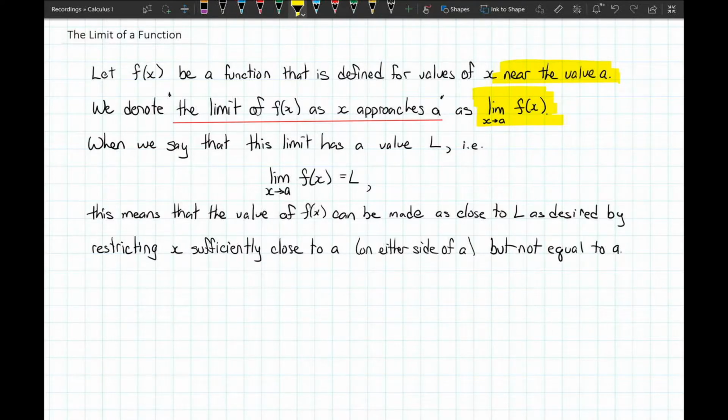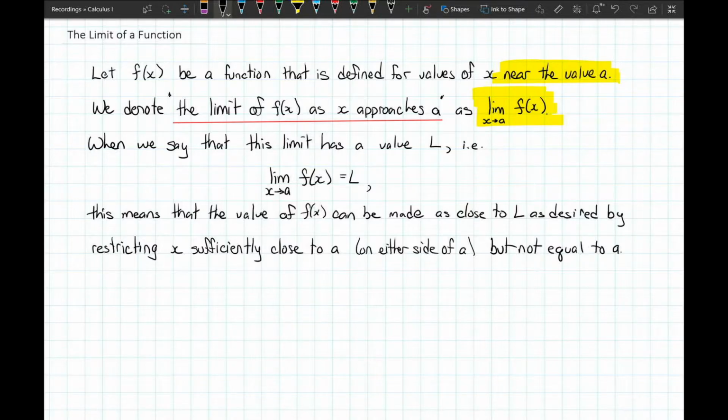Now, when we say that this limit has a value L, in other words, the limit of f of x as x approaches a equals L, this means that the value of the function can be made as close to the value L as we desire by restricting x sufficiently close to a on either side, but not equal to a. Essentially, if you want to think about the y value, f of x, we can make that as close to L as we want by simply choosing x sufficiently close to a on either side. But we're never going to have x equal to a.